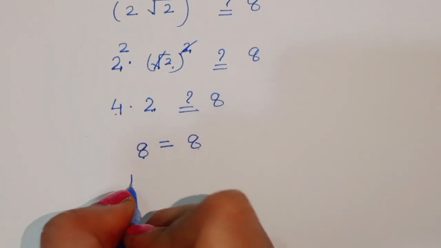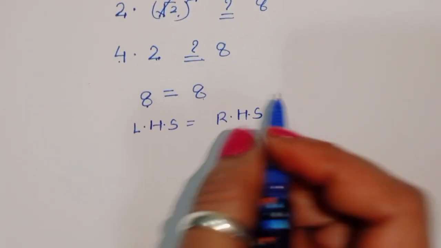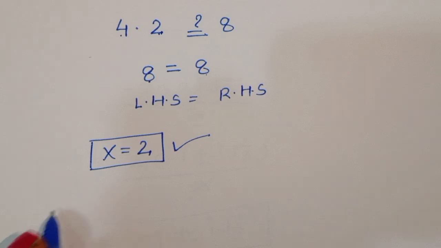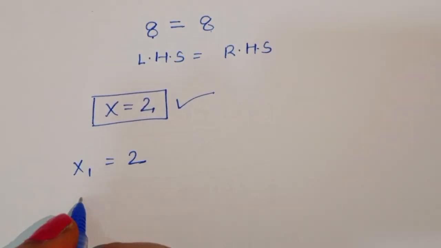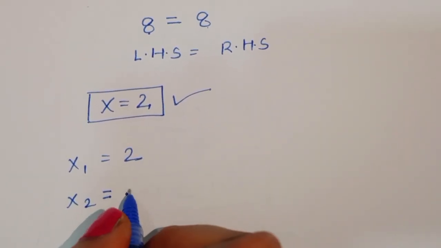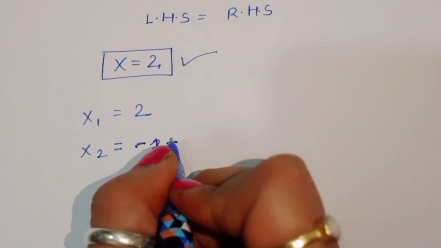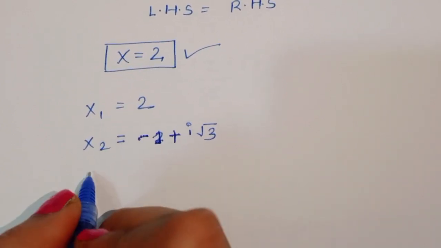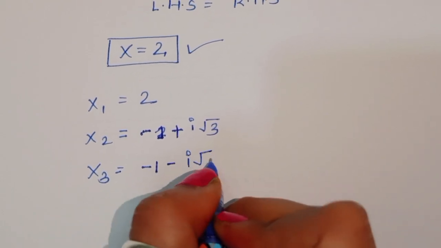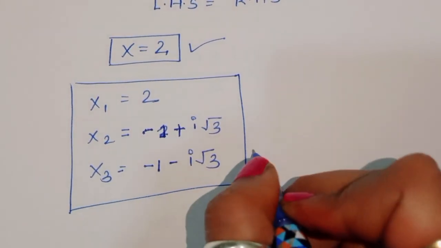LHS is equal to RHS. So we can say the value of x is equal to 2. This is the correct solution. Now we got x1 is equal to 2, x2 is equal to minus 1 plus i square root of 3, and x3 is equal to minus 1 minus i square root of 3. So these are the three solutions of x: x1, x2 and x3. Thank you.